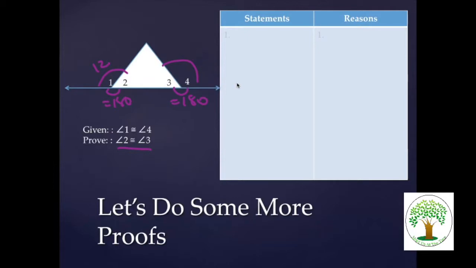Okay, so I have just in my mind worked out a plan. Let's see how we can write it down. Now you've heard my plan. Number 1, we're going to write the given is that angle 1 is congruent to angle 4. Reason is what? Given.